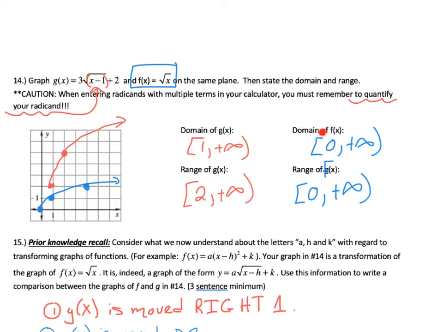As far as f of x is concerned, though, the domain and the range there don't change. I still can't take the square root of a negative number. So in our parent function, I have to start at 0, and it'll head towards positive infinity. And because you can't square root a negative number, you're not going to get a negative number back out, so the range also starts at 0.